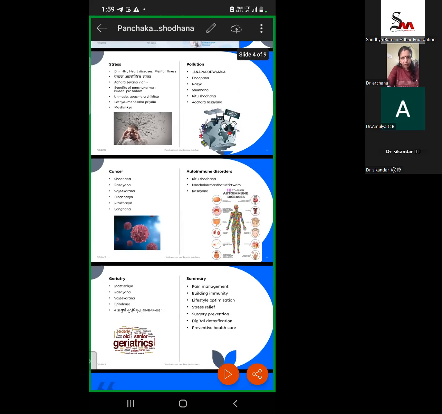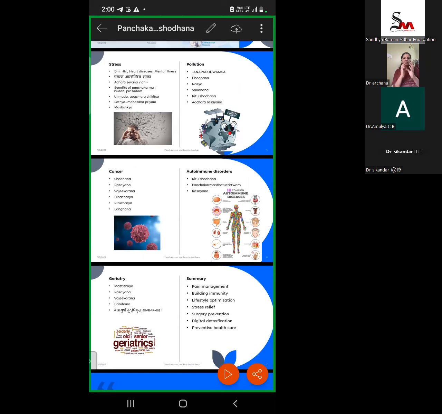Yes, yes. Okay. So Pathya is whatever we suggest after Panchakarma. That also tells that it should be Manasaha Priyam. Everywhere, whether it is Purva Karma, Pradhana Karma, Paschat Karma, or the diet mentioned after that, which comes under Panchakarma, both Sharirika and Manasika Bhavas are taken care of.